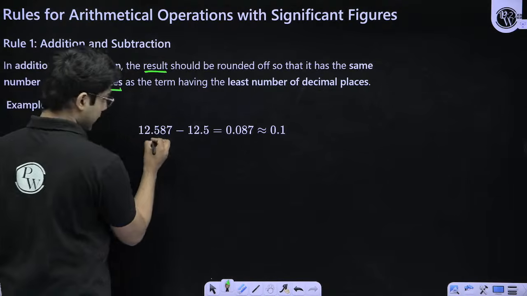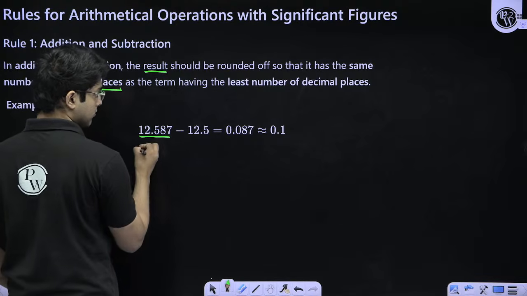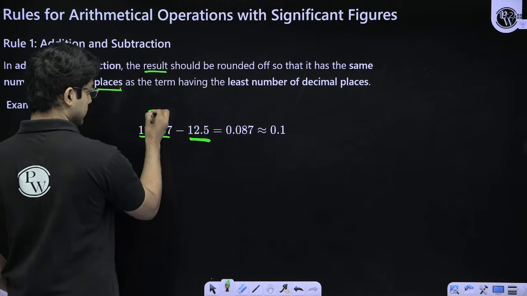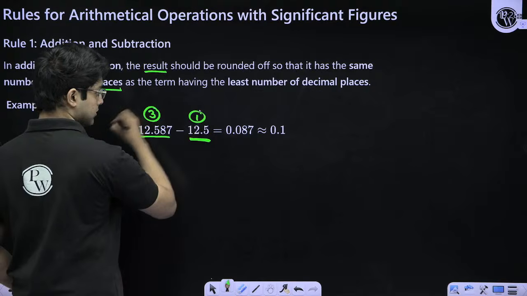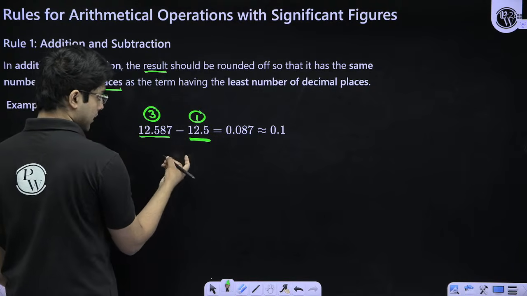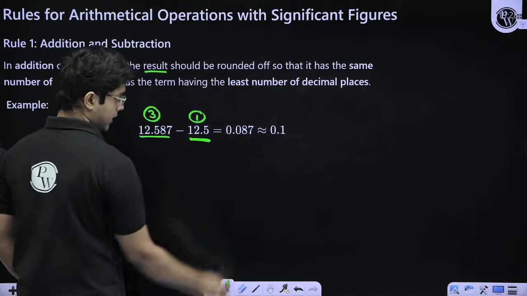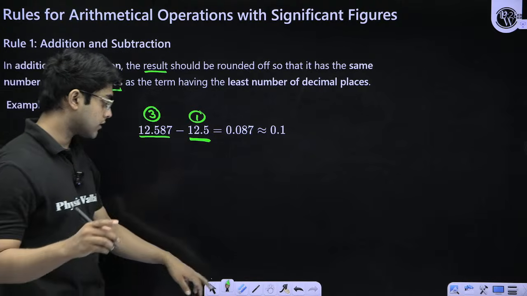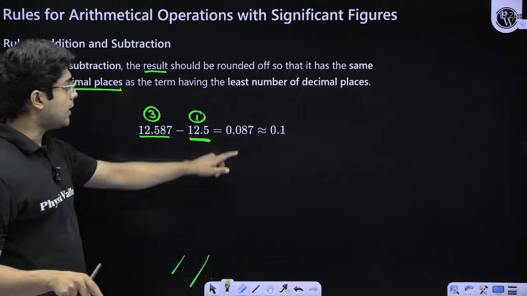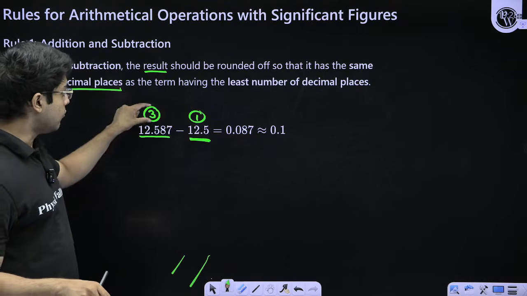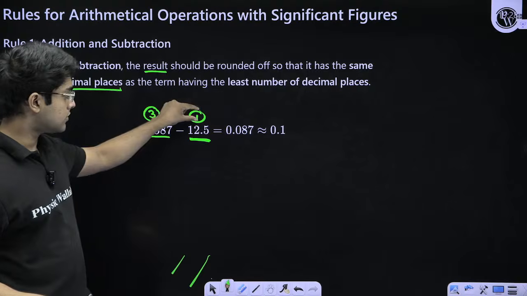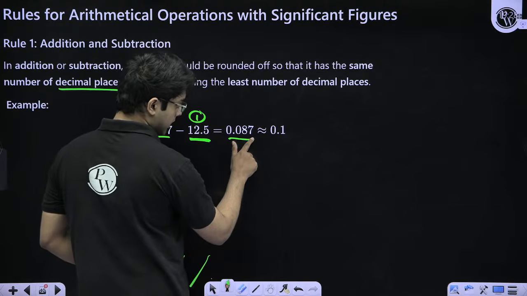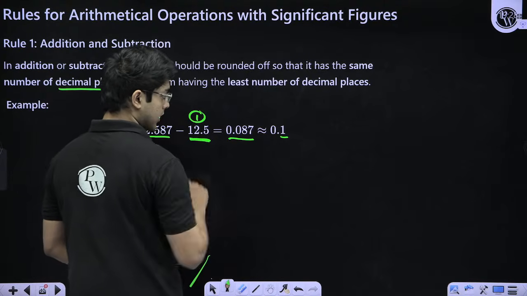So what this rule is saying is, this is term 1, the first number, and this is the second number. This one has 3 decimal places. This one has 1 decimal place. So if you just subtract them and get the mathematical result, it will be 0.087. But if you notice, this has 3 decimal places. You have to round it off and bring it to 1 decimal place. Which term has the least number of decimal places? This one, and it has 1 decimal place. So you have to round this number such that the result also has 1 decimal place.